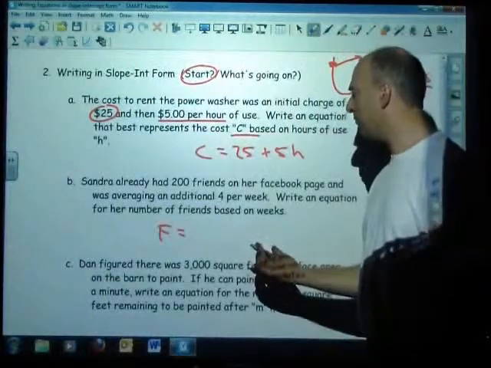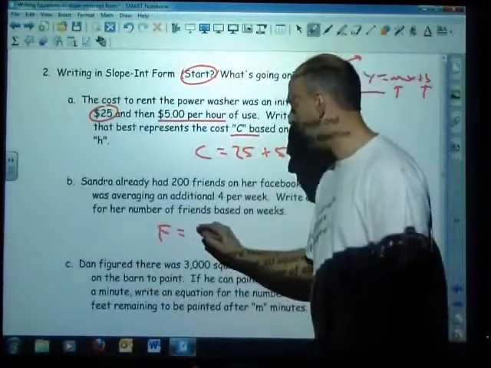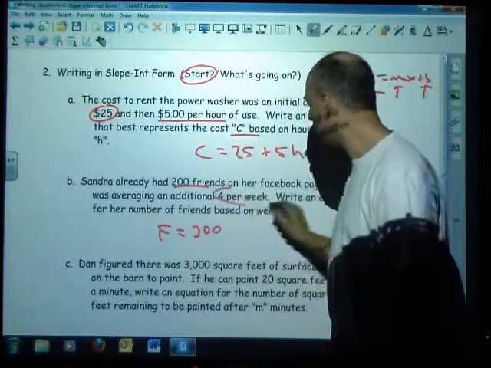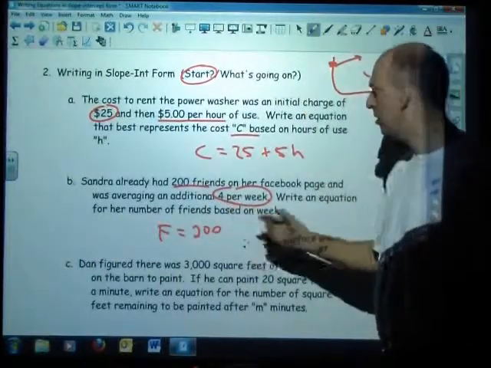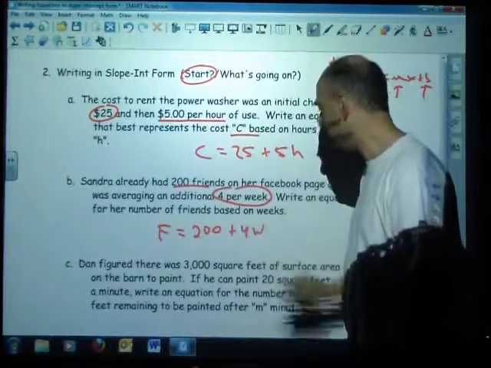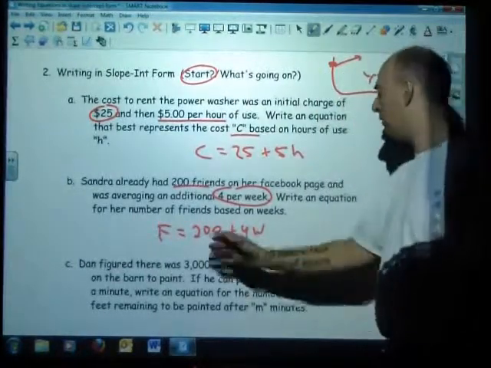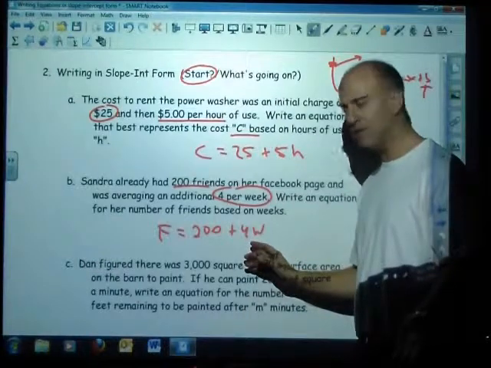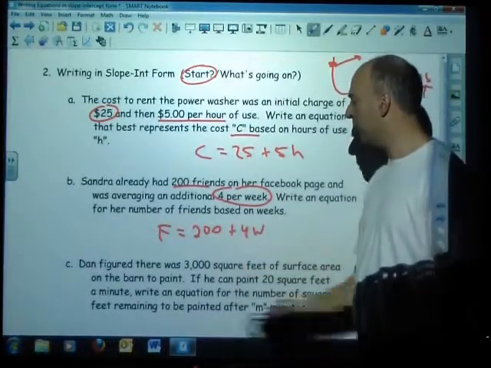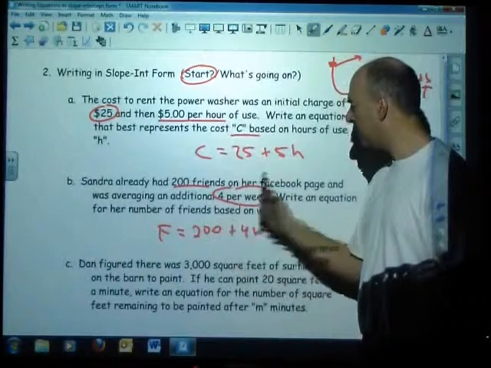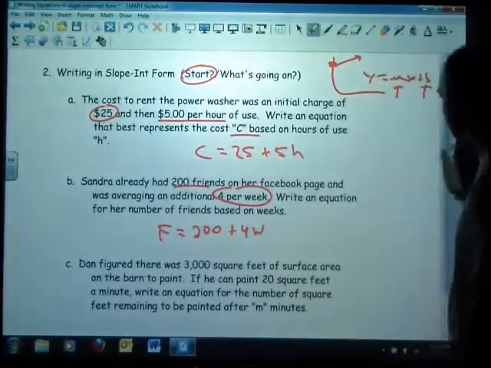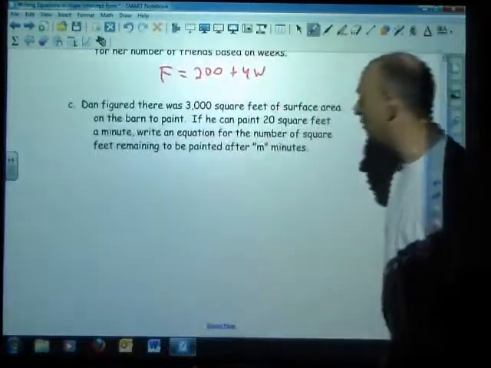Is there a starting point for Sandra? And the answer is 200. 200 friends. From there, it's going up. There's your slope. See the word per. 4 every week. And this would be an equation for how many friends she'd have in an unknown amount of weeks. Okay? So again, slope-intercept form requires a starting point and where you're going from there. And it's not too complex. All right, we'll try one more.